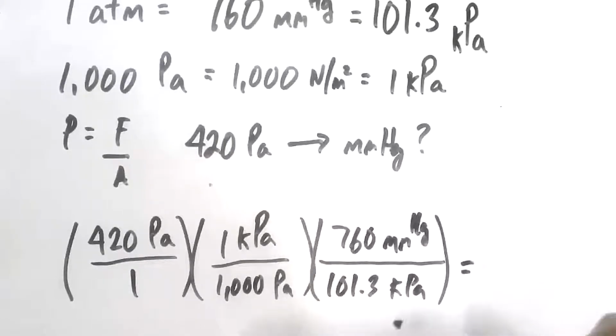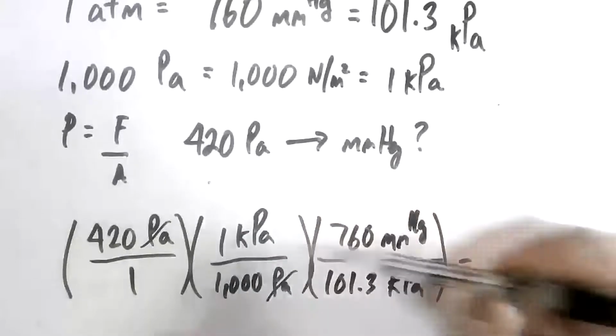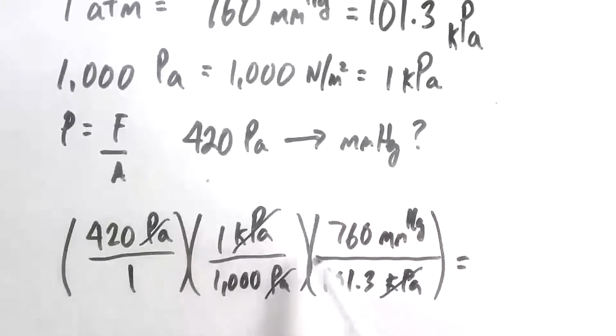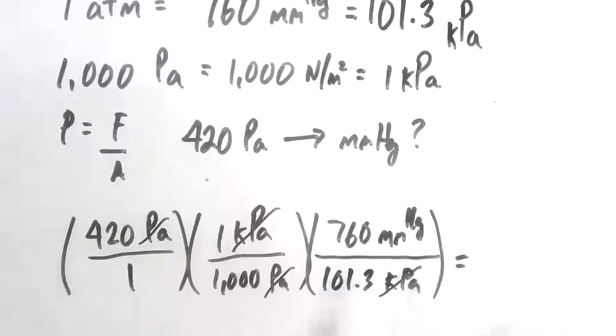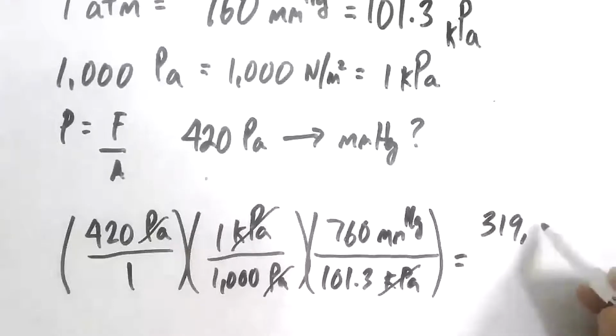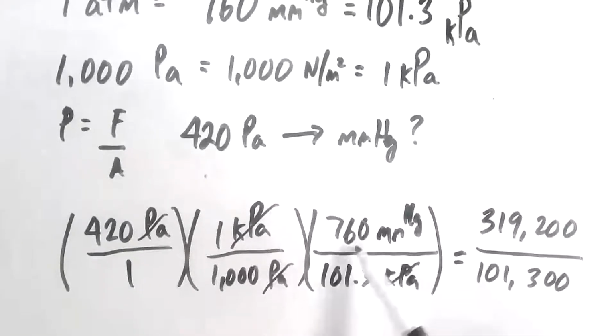But let's go ahead and do our cancellation and get rid of some of the clutter. So pascals will cancel, and then the kilopascals will cancel. So this is going to become 420 times 760, and that is this number, 319,200. And then the bottom is going to become 1,000 times 101.3, which is just 101,300. Okay, so if we do the math, a very small number indeed.